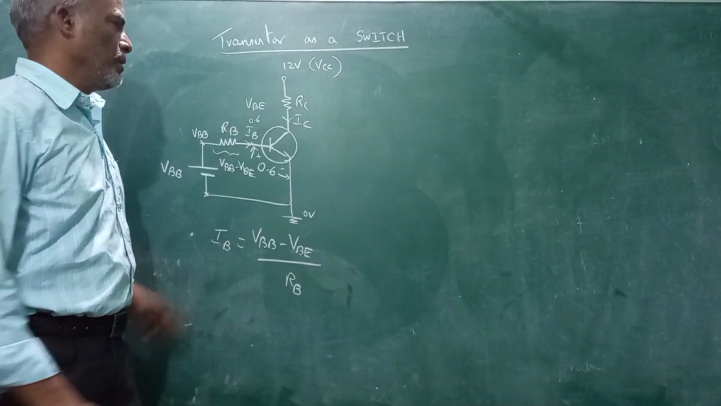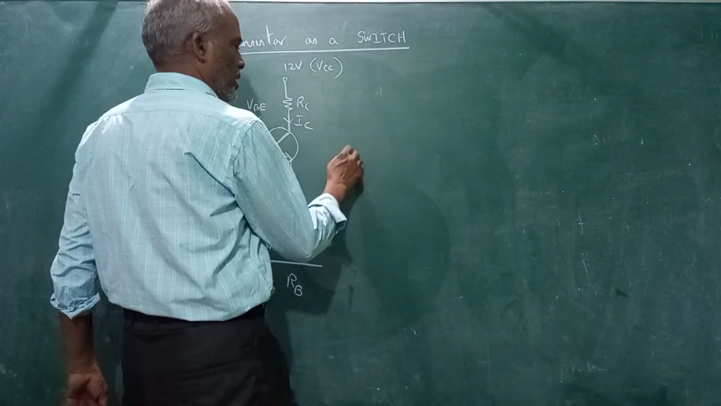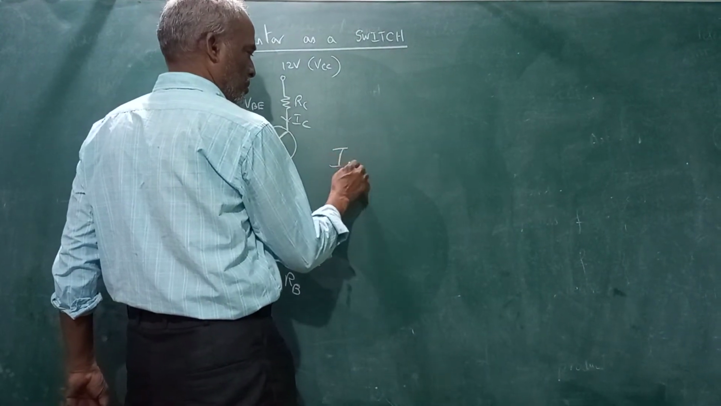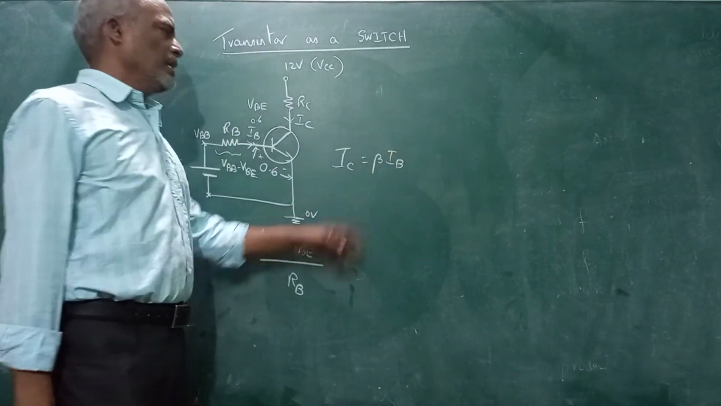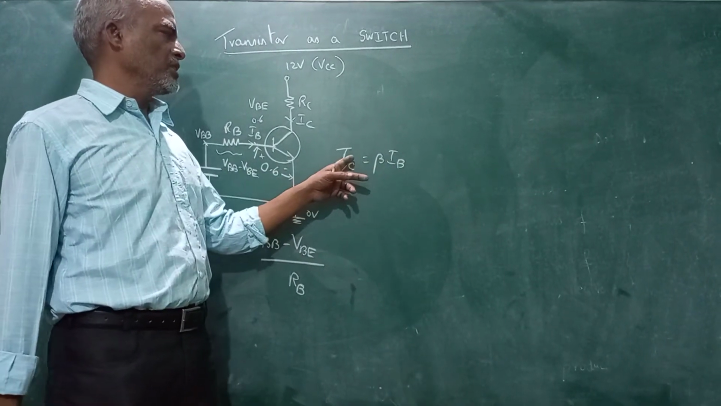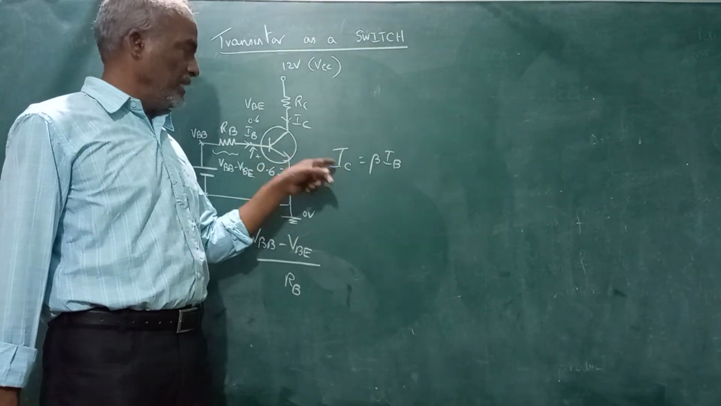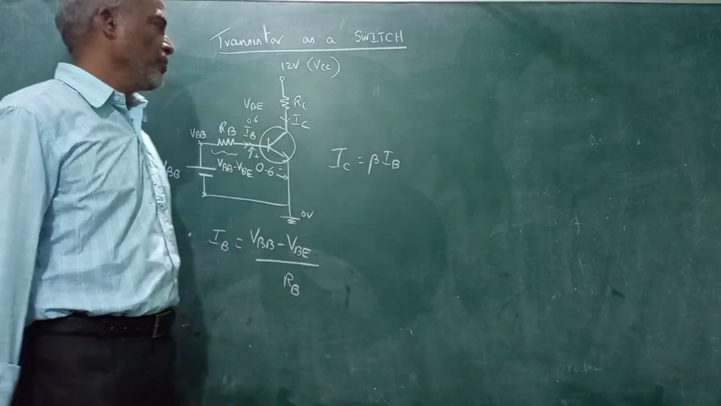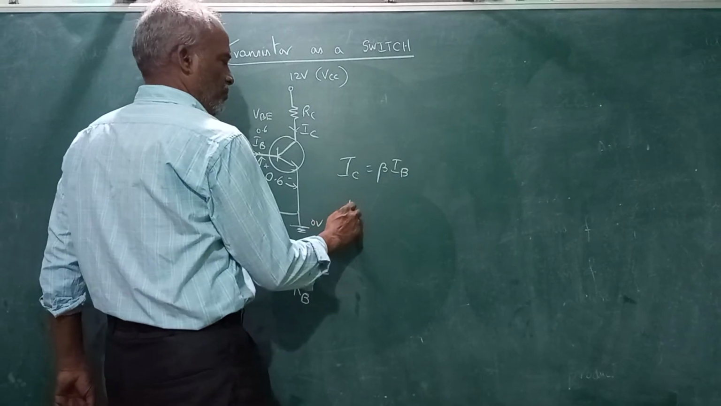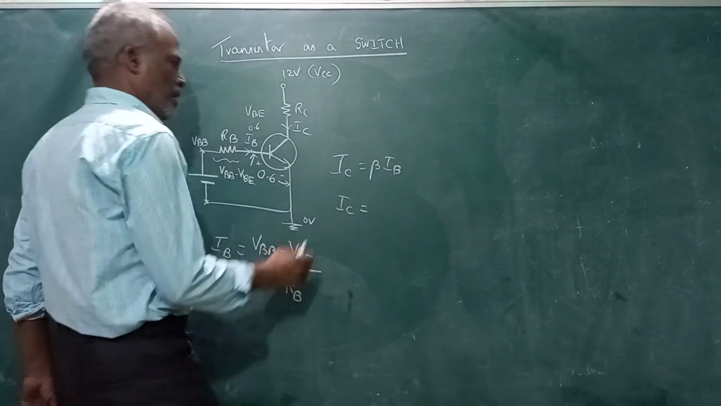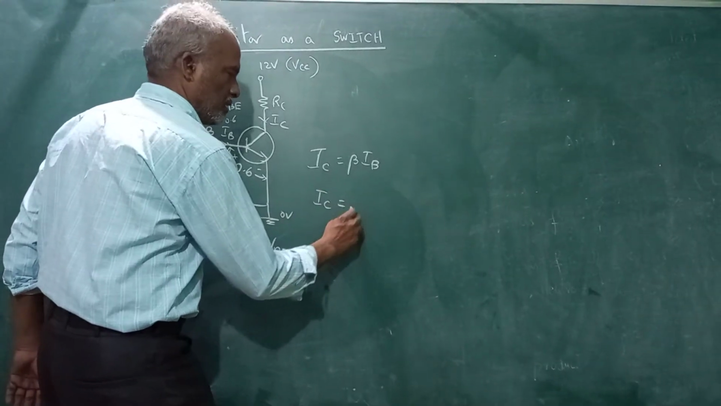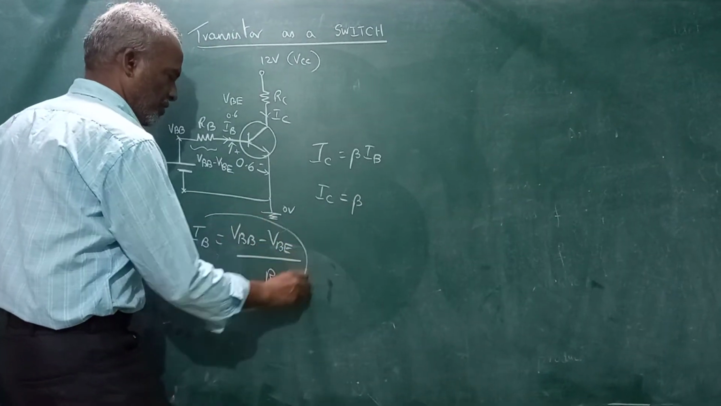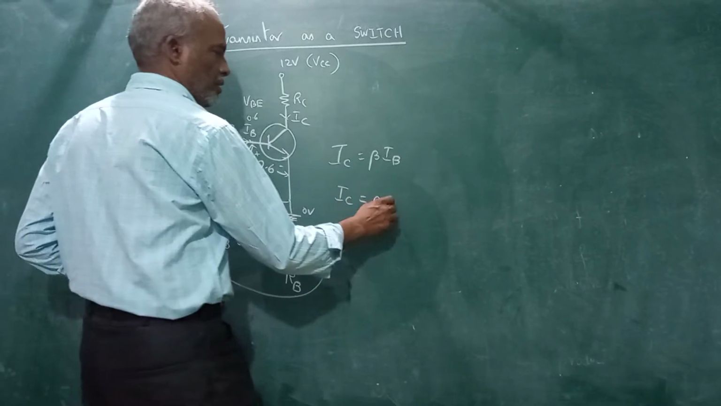Now we know IB. The current gain beta is equal to output by input, which is nothing but IC by IB. Therefore IC is equal to beta times IB. If we know beta and IB, we can always find out IC. IB we know from this equation, so you can substitute over here.